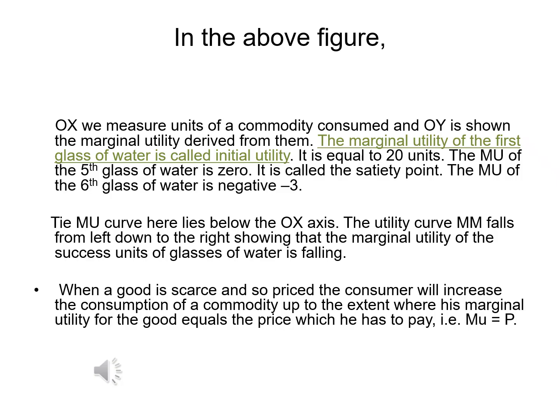The slide concludes with a very important economic principle. When a commodity has a price, the consumer will continue consuming it only until marginal utility becomes equal to its price. Economists express this relationship as MU equals P. Let us understand what this means.